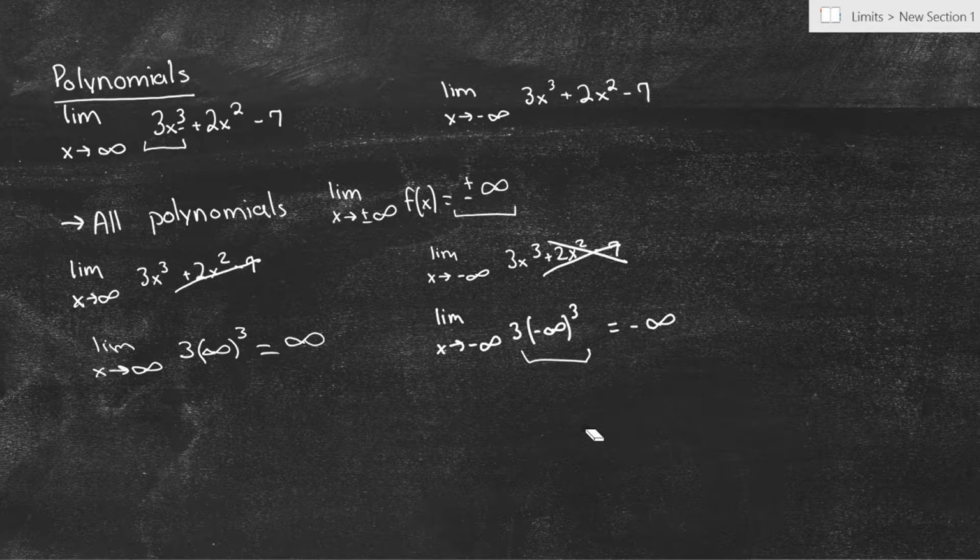So that's it. For x approaching infinity, this limit would be infinity. As x approaches negative infinity, it would be negative infinity. So what you need to do is look at the highest degree term and pretty much cancel everything else out, and then plug in your infinity and see if it leads to positive or negative.